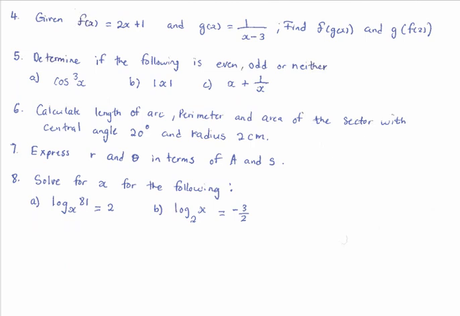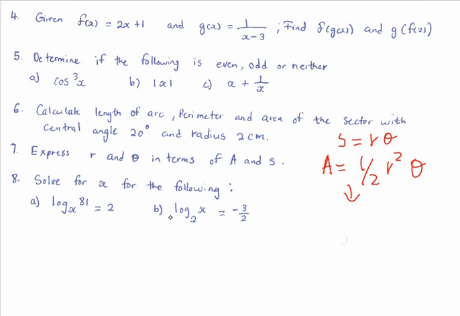I'm just going to discuss one thing here, which is here. It says write r and theta in terms of a and s, okay? So you must recall that a is an area, okay, which is half r squared theta, and if you also recall, s, which is the arc length, is actually r theta, so you can use this equation to simplify.